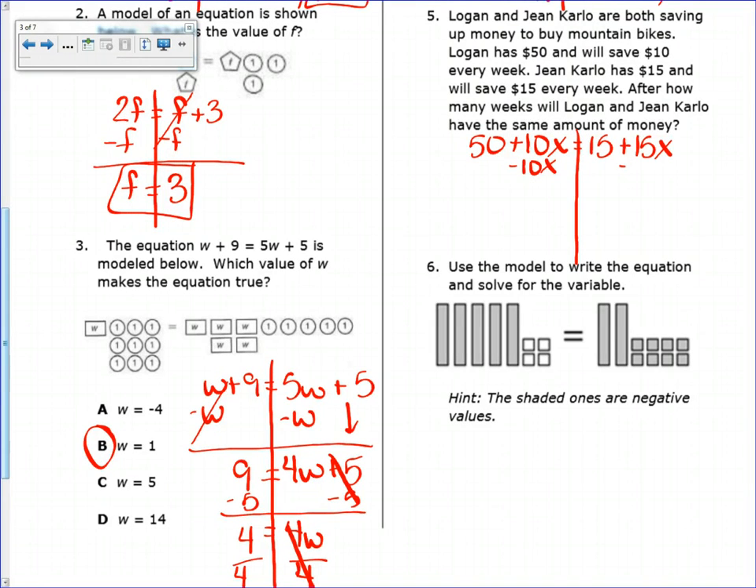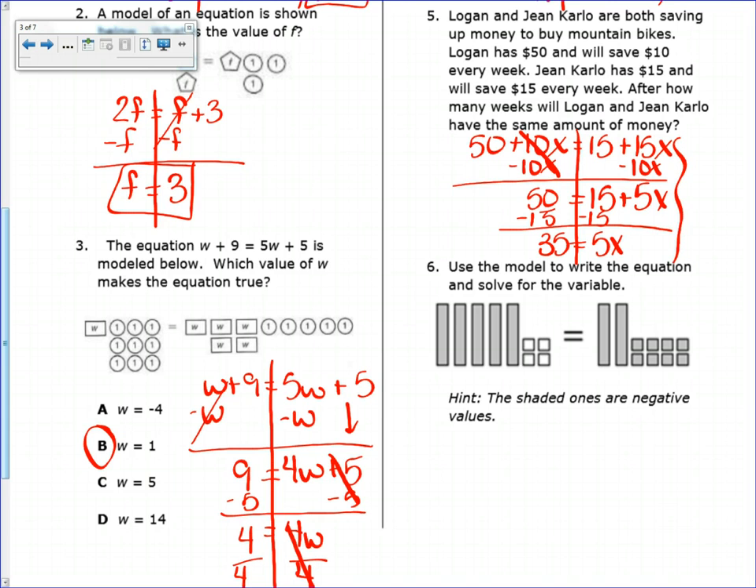Minus 10x from both sides. You're left with 50 equals 15 plus 5x. Minus 15. 35 equals 5x. And then just like before, our last step will be to divide both sides by 5. 7 equals x. So after 7 weeks, they will have the same amount of money.